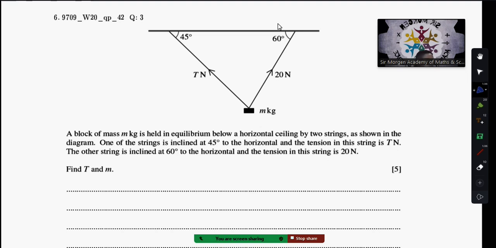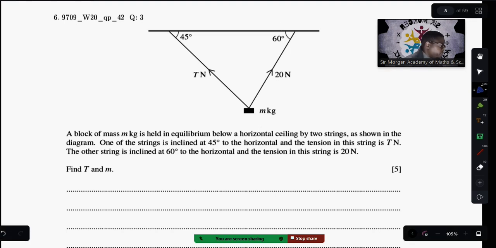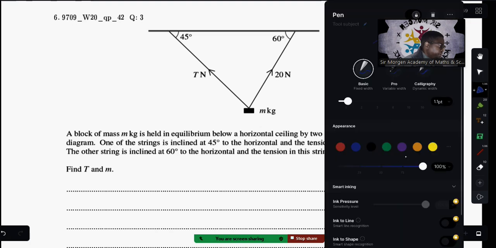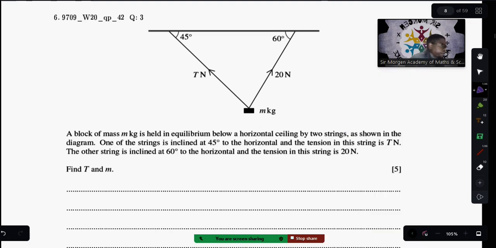For you to deal with this type of question, again, you have to identify all the forces that are acting on your system. Try to resolve horizontally and resolve vertically. After doing that, normally, if you have two variables that you're looking for, you have to generate some simultaneous equations. So in this case, I'm just going to draw the forces on the diagram that we have.